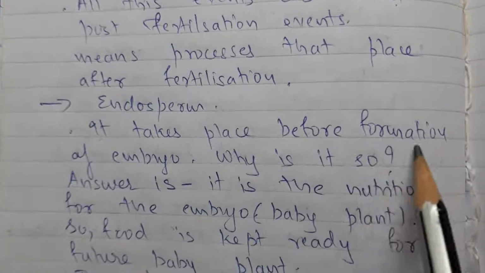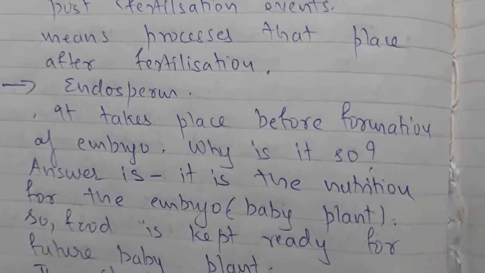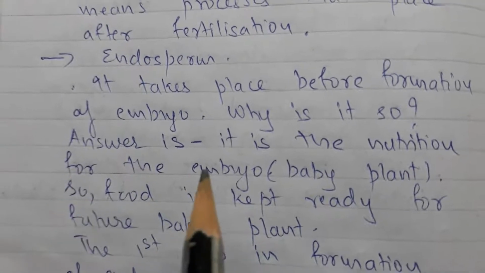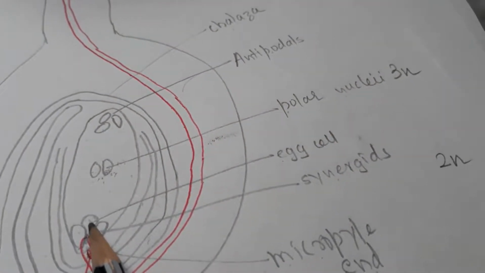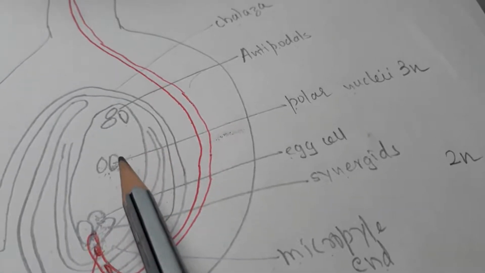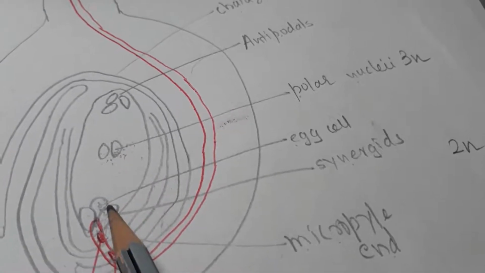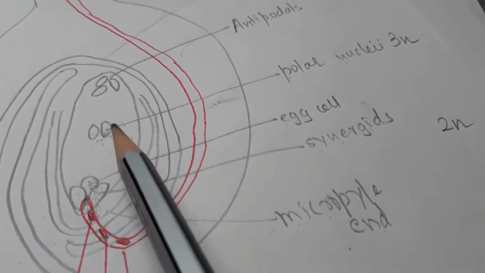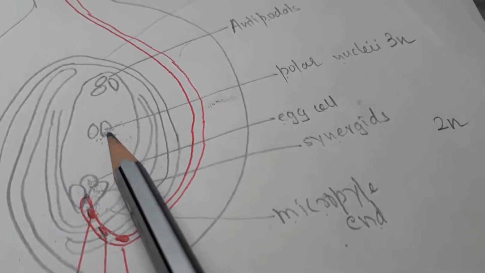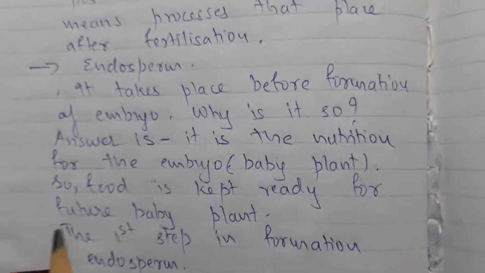Now, endosperm development takes place before formation of the embryo. Why is it so? The answer is it is a nutrition for the embryo, that is the baby plant. So food is kept ready for the future baby plant. Now, baby plant is here and endosperm is here. So this is developing first and this is developing afterwards. This is baby plant embryo and this is food endosperm. So endosperm development takes place first. So food is made ready and then the baby plant develops. Now you will understand this.